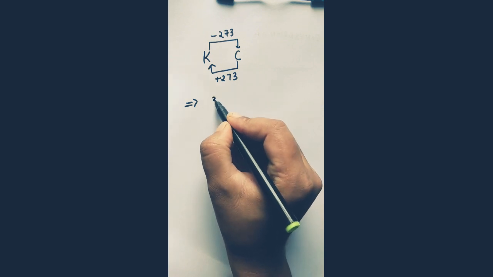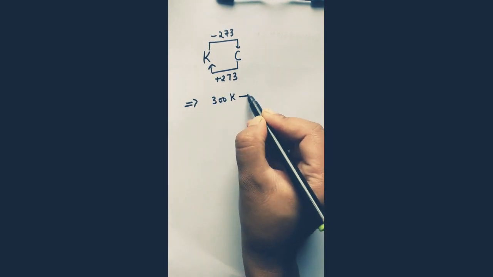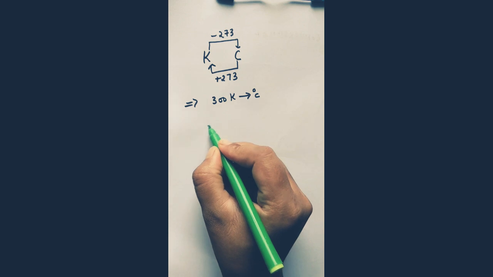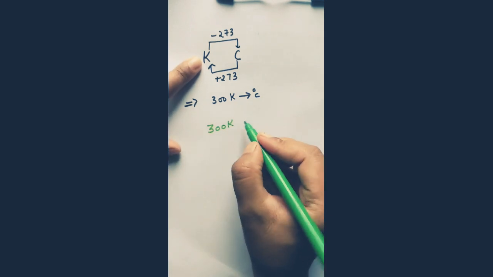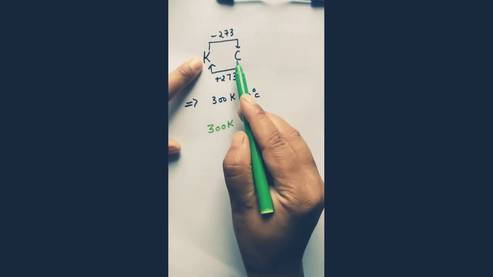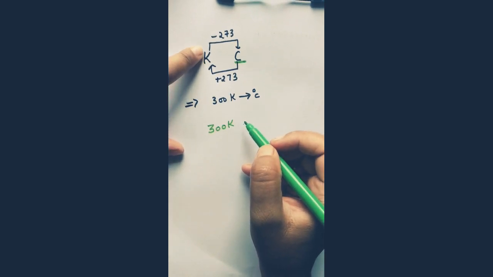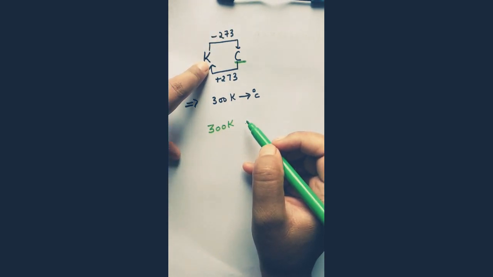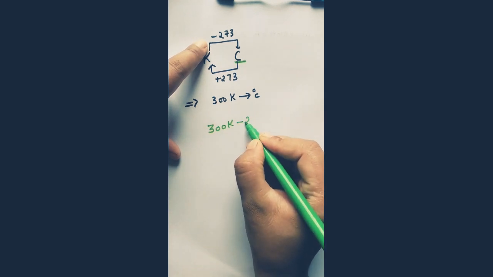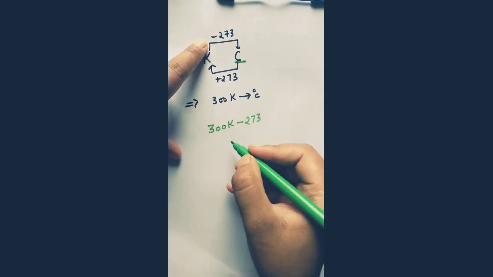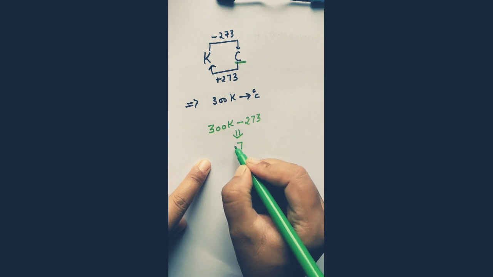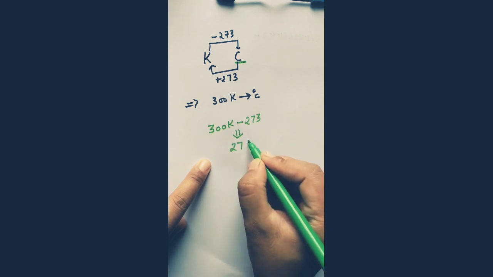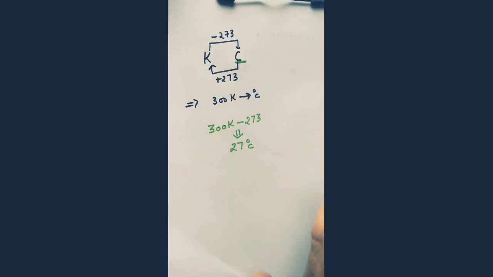We have first question, that is conversion of 300 Kelvin to degree Celsius. Now for conversion of Kelvin to Celsius, 300 Kelvin, we have to subtract 273. We will move with the help of the arrow indicated above. Now we will just subtract 273 so as to get our value in degree Celsius. On subtracting these two, it would give 27 degree Celsius as the answer.